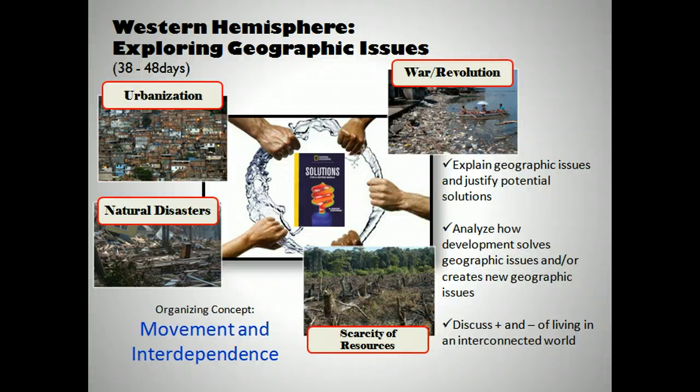As students explore this concept, they will explain geographic issues and justify potential solutions, analyze how development solves geographic issues and or creates new geographic issues, and students will discuss the advantages and disadvantages of living in an interconnected world.